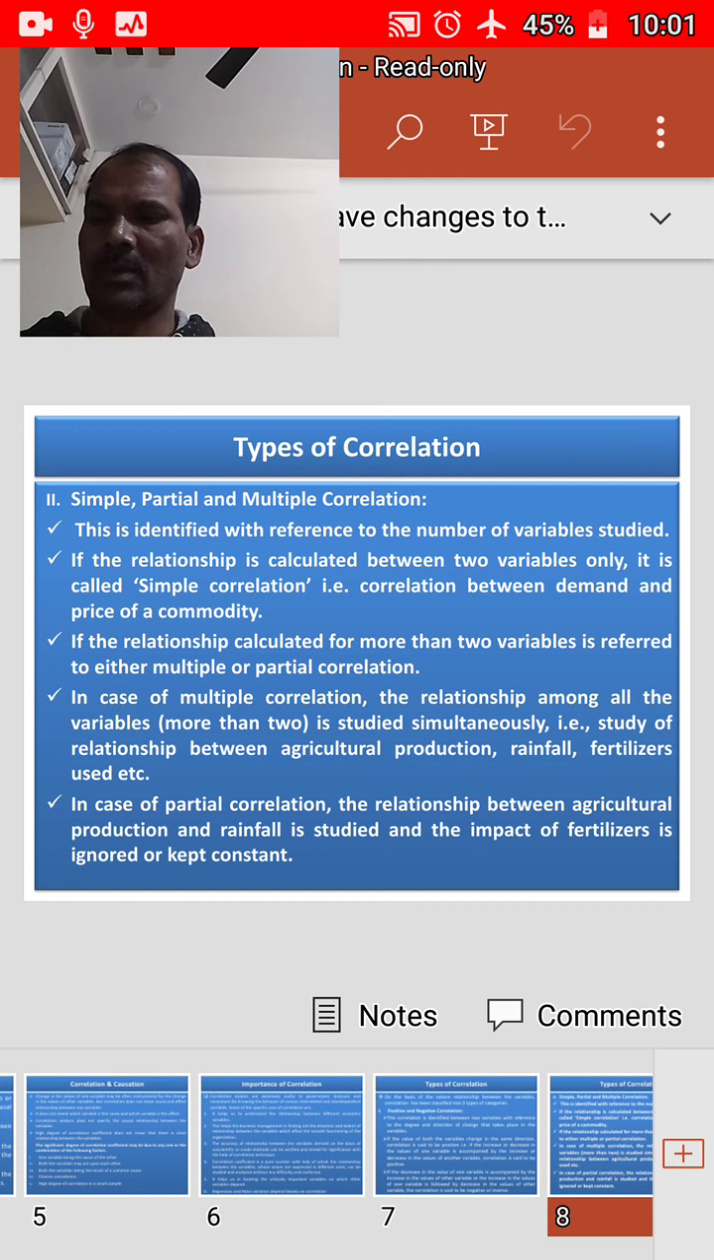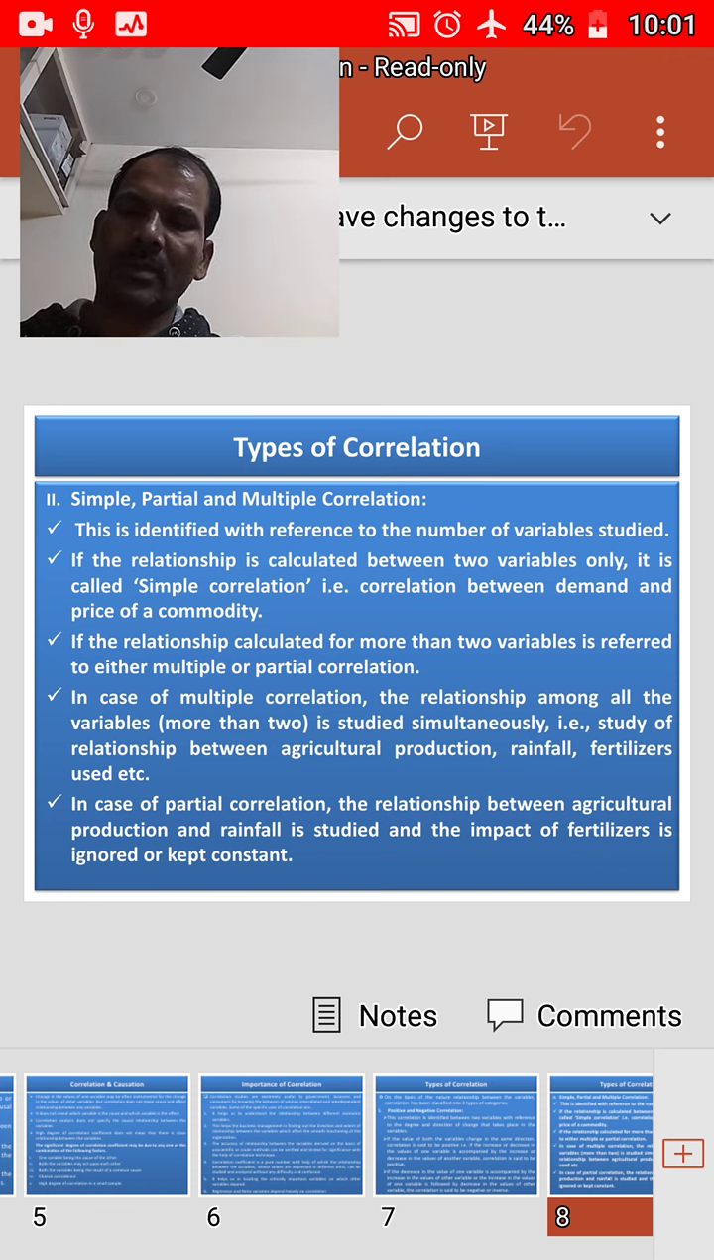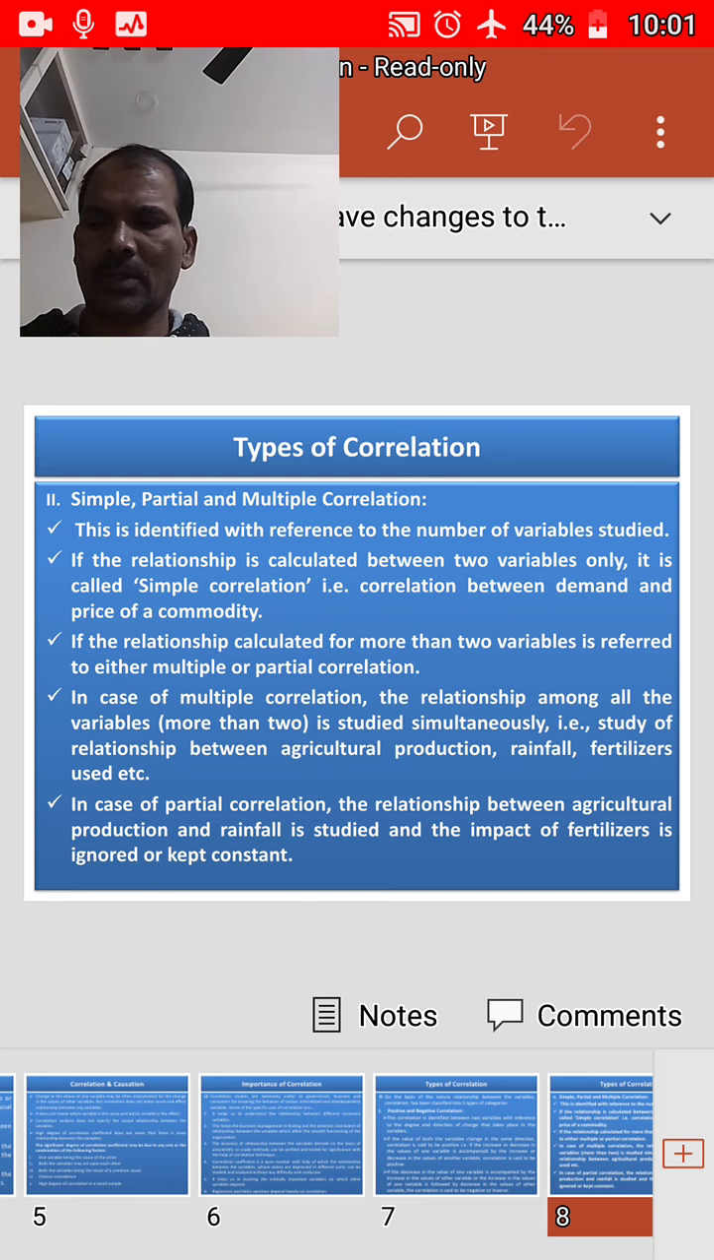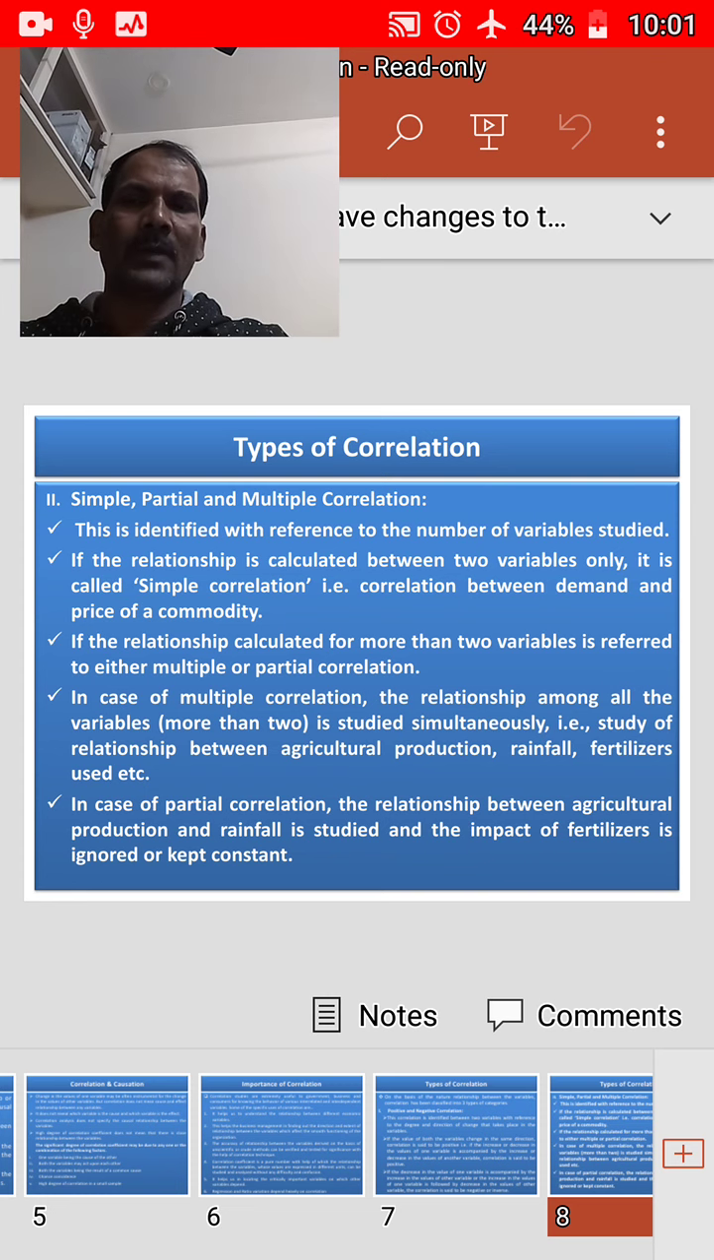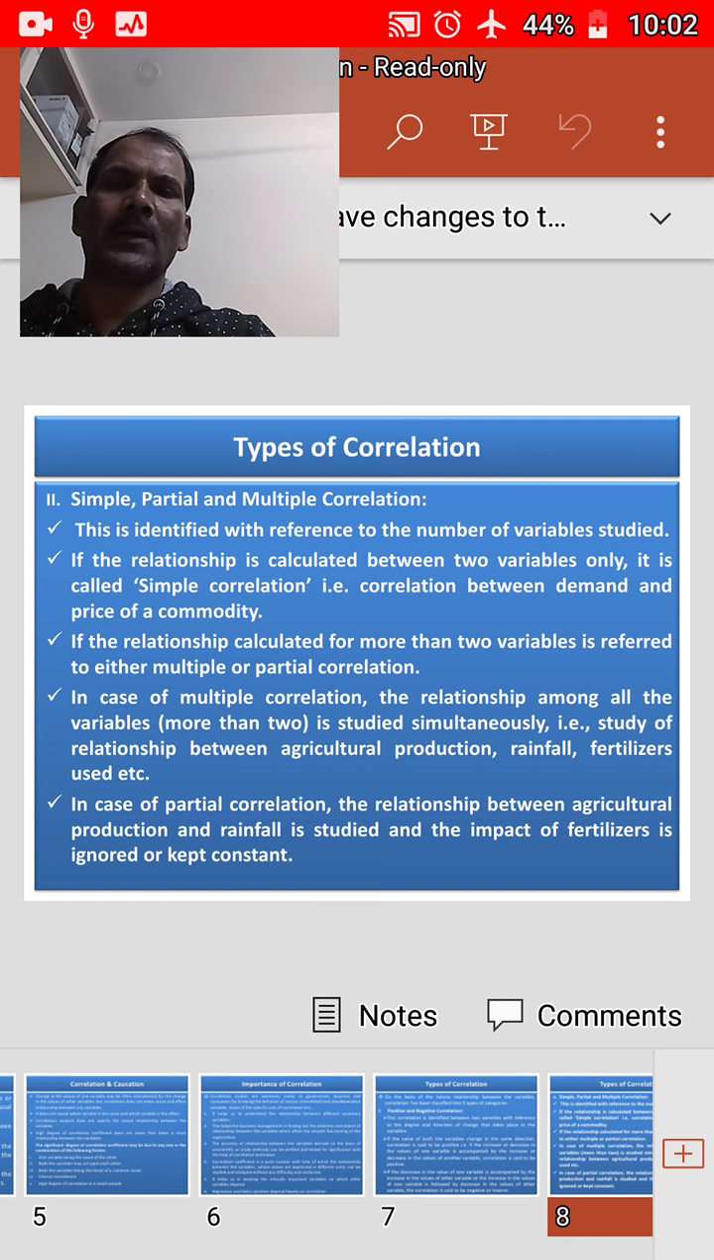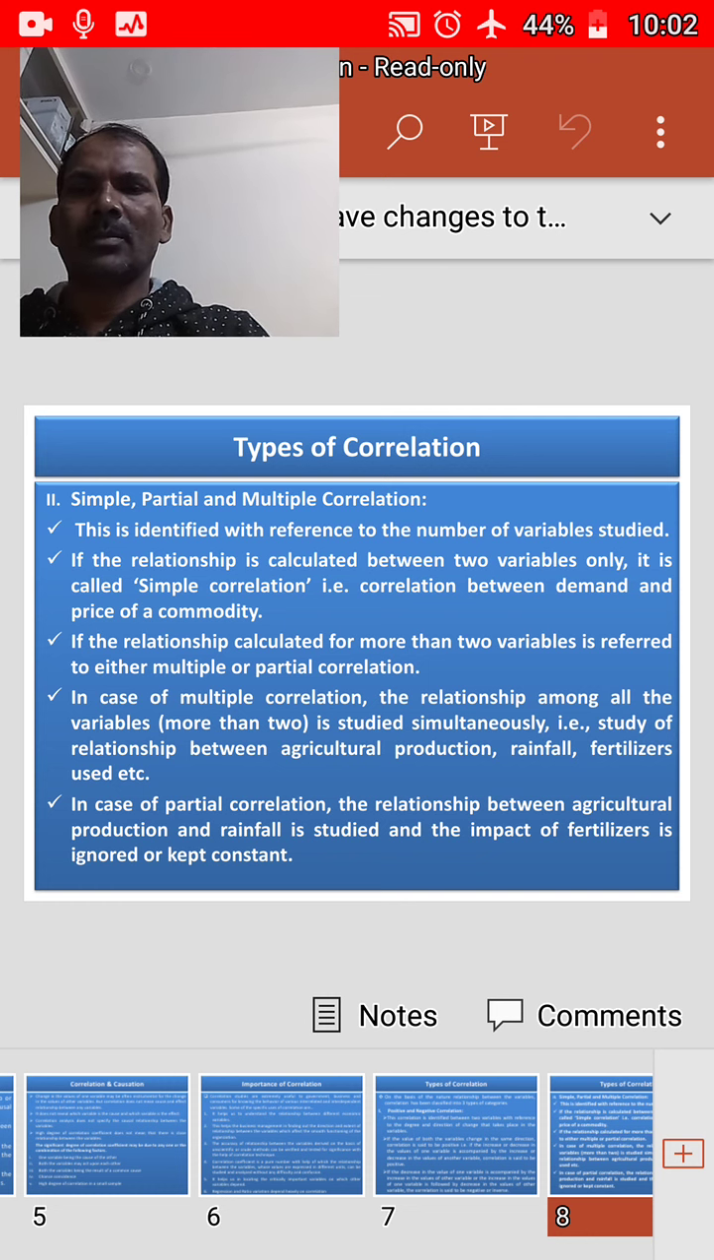Simple, partial, and multiple correlation is identified with reference to the number of variables studied. If the relationship is calculated between two variables only, it is called simple correlation. When we are studying two variables, it is called simple correlation. The correlation between demand and price of a commodity is one good example. On the other hand, the relationship calculated for more than two variables is referred to as either multiple or partial correlation. In multiple correlation, the relationship among all the variables, more than two, is studied simultaneously.